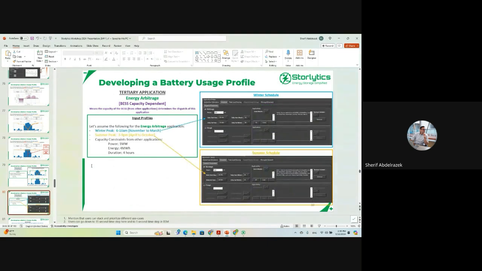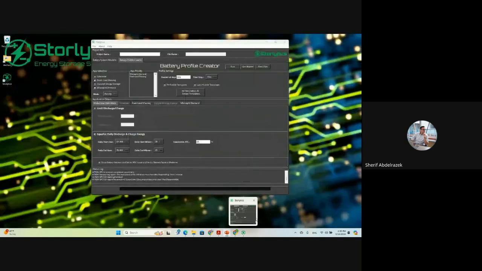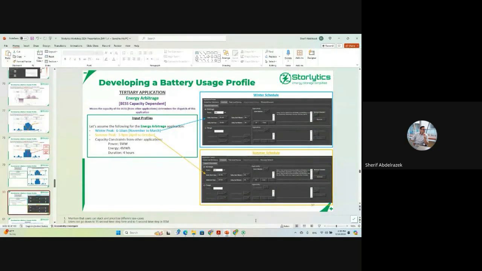Now, let's assume for this region, for this utility, winter peak is 6 to 10 a.m. and summer peak is 3 to 9 p.m. And this is actually Duke's kind of public peak. Now we can go back and then under the schedule app, add that schedule.